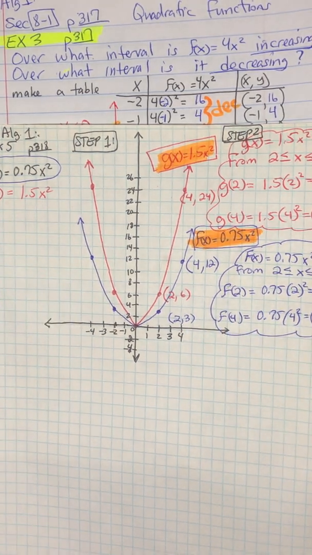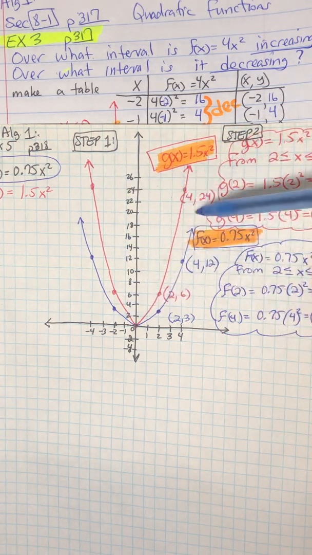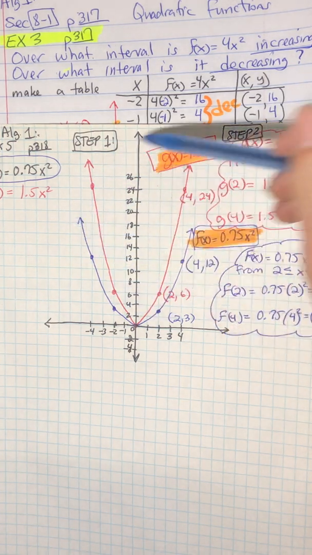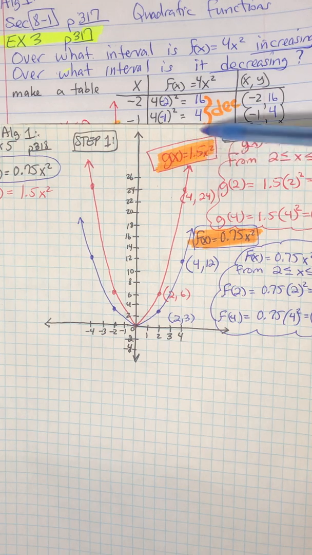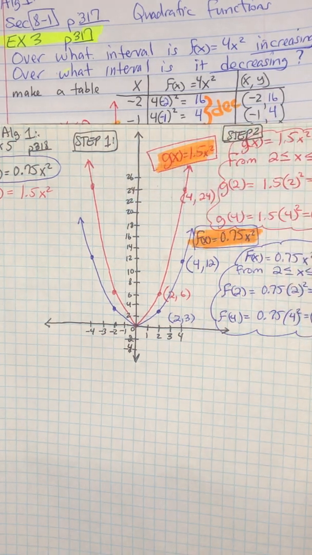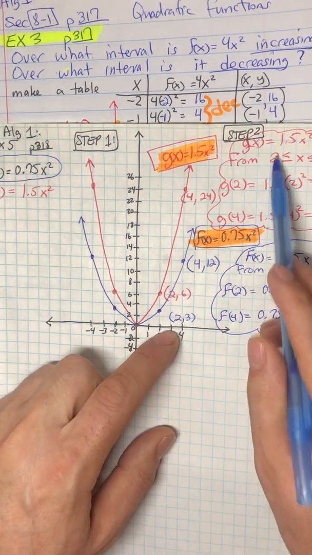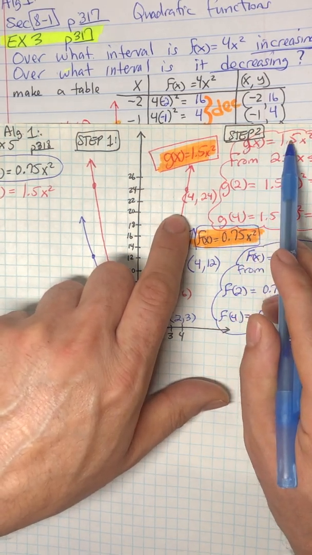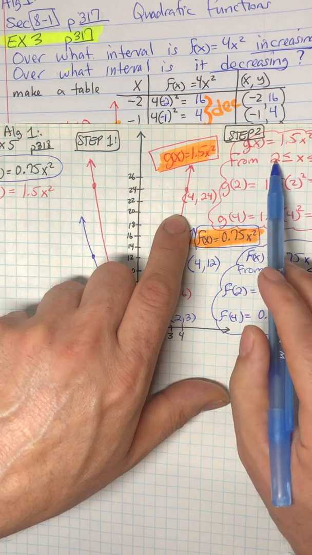We needed to go from 2 to 4, so I picked 2 and 4 for sure. So what I did in step 1 was graph it. I graphed them both. You can see that the 0.75x squared is wider than the 1.5x squared because 1.5 is bigger. Remember, the bigger the coefficient a is of x squared, the more narrow the graph is. So that makes sense. When you plug 2 into, let's do the f of g of x first, the red function, g of x equals 1.5x squared, for x's between 2 and 4.